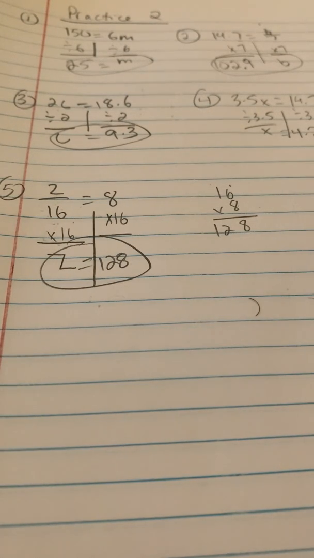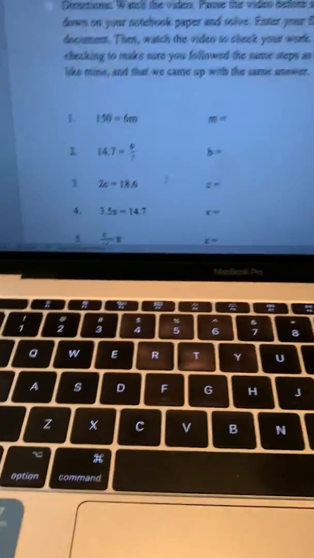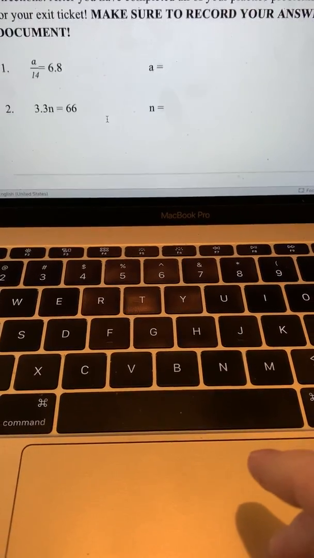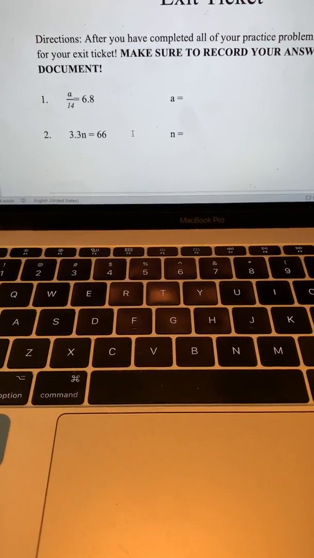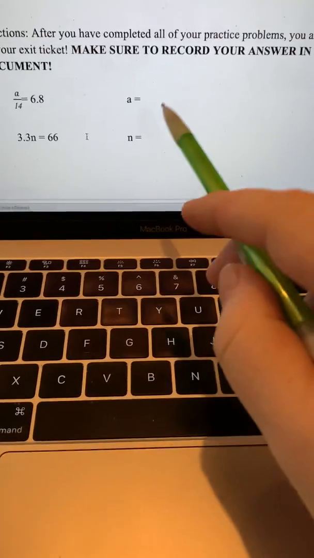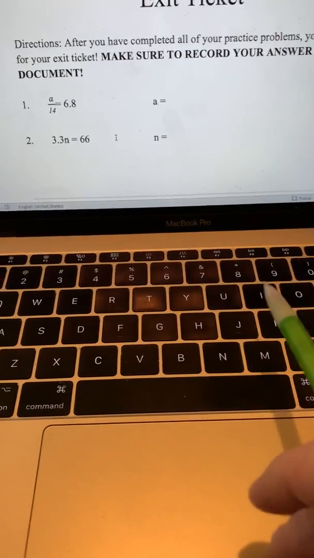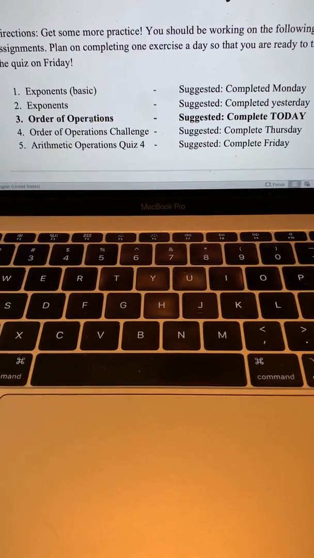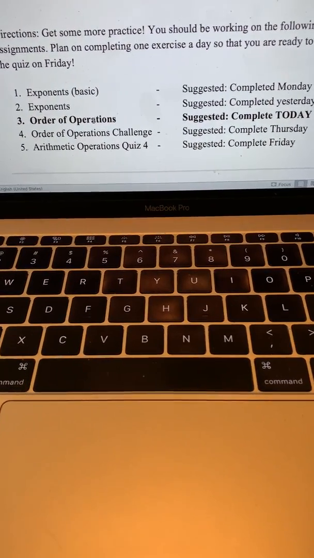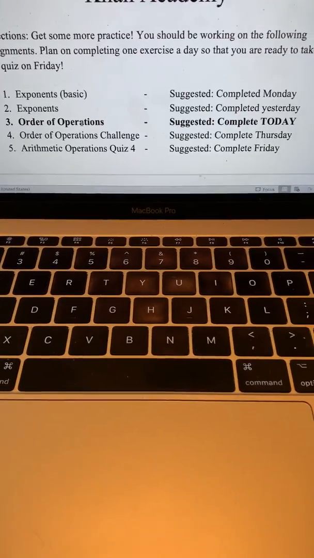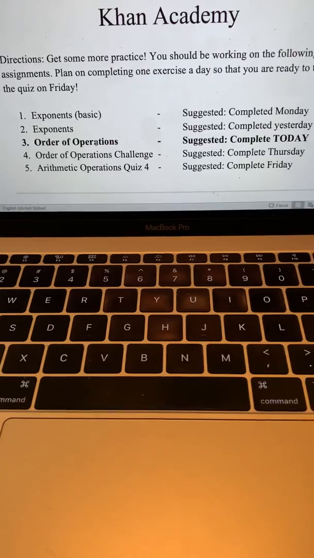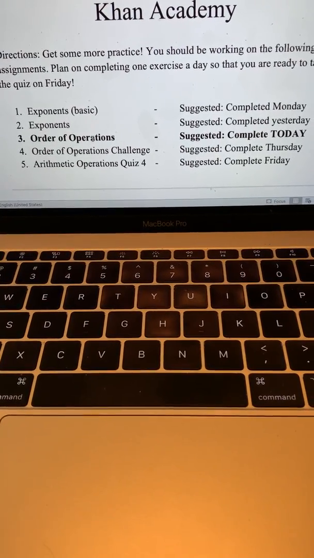If you have those all correct, you are ready to start on your exit ticket. Looking at your computer, make sure that you have plugged all of your answers in on the computer. For your exit ticket, you have 2 questions. Make sure that you are writing your answer on the computer right here when you're done. When you have finished your exit ticket, you have Wednesday's assignment. Your suggestion today is that you complete the order of operations question. Hopefully you completed the first 2 assignments from the week. Hopefully they were not too difficult for you, and you have your 3rd assignment today.